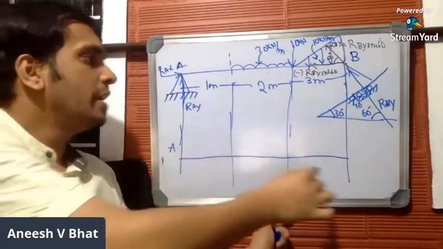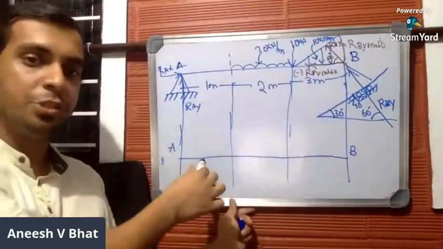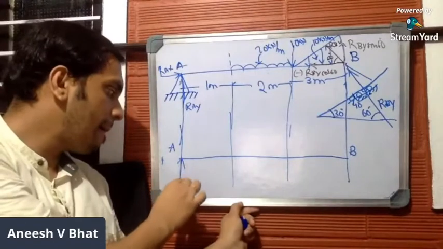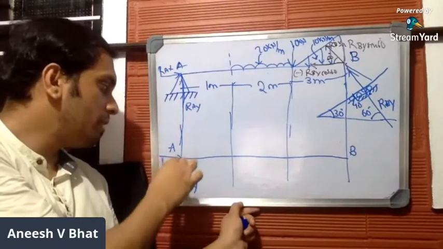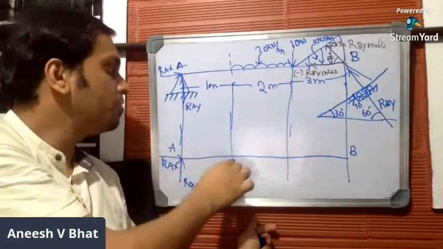This is point A and this will be point B. Let us start from point A. So you have RAY and this will be RAX. And from this point to this point, you have nothing.